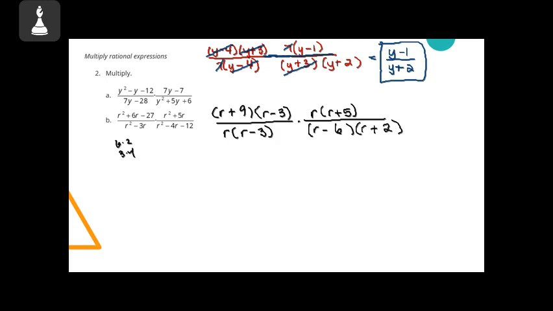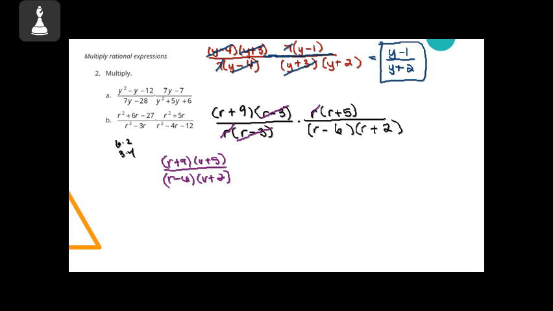Okay, looking at what we can cancel out. An r is on top and bottom, and an r minus 3 is on top and bottom. So what I have now is r plus 9 times r plus 5 over r minus 6 times r plus 2. Now, depending on the homework system, if it wants you to leave it like this, that's fine. It also may want you to go one step further and multiply this back out.